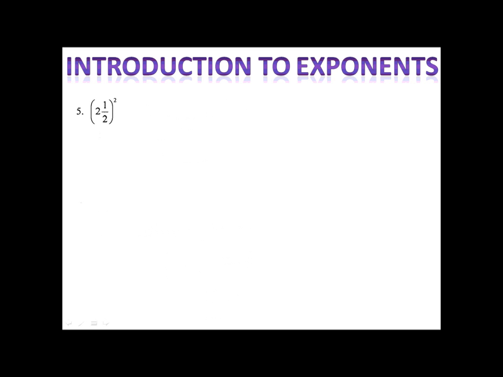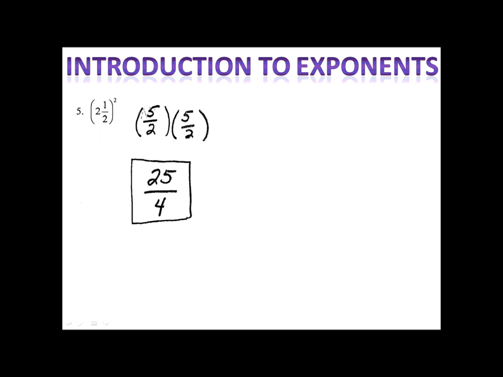Example 5 shows a mixed number. Mixed numbers must be converted to improper fractions before you can use the exponent rules. Why that is, I'll explain that to you in class. So this is 5/2 times 5/2, or 25/4. So let's see what we have.